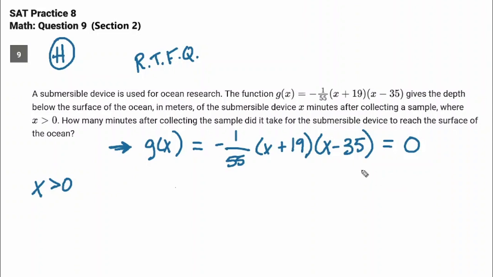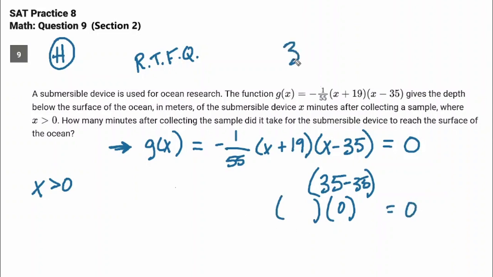So how can you get this thing to be 0? The only way to do it is to make this 35. You can't make this negative 19 because x has to be bigger than 0. The only way to do it is to make it 35 minus 35. That's going to get you to a 0 here. And then it doesn't matter what anything else is, all of it's going to be 0. And so the answer is 35. That's it. You read the freaking question, you apply some common sense, you get it right, and you move on.